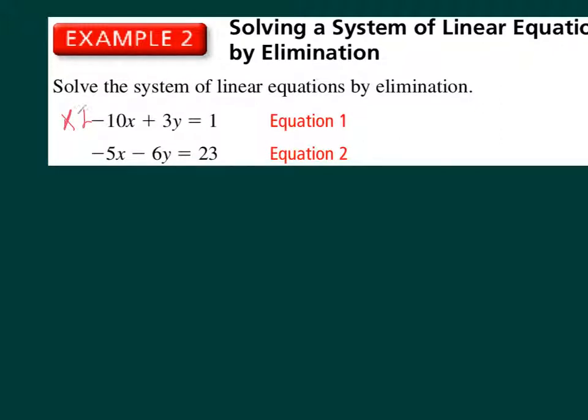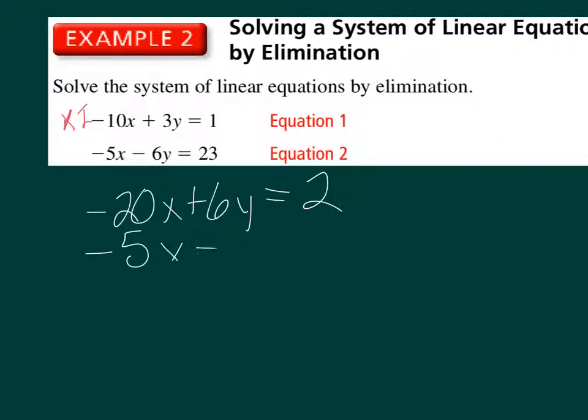When I multiply it by 2, sorry guys, I'm going to rewrite that equation as what it will be after the 2 is taken all the way through. So the 2 is going to be taken times negative 10, 2 times 3, and 2 times 1. So my new equation is negative 20x plus 6y is equal to 2. And then I rewrite my second equation, negative 5x minus 6y equals 23.